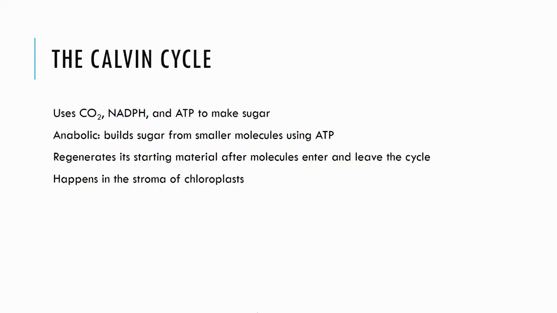Moving on to the Calvin cycle. In the Calvin cycle, plants use carbon dioxide, NADPH, and ATP to make sugar. It is an anabolic process because we're building sugar from smaller molecules using ATP. It regenerates its starting material after molecules enter and leave the cycle, and this process happens in the stroma of the chloroplast, and that's the fluid on the inside of the inner membrane.